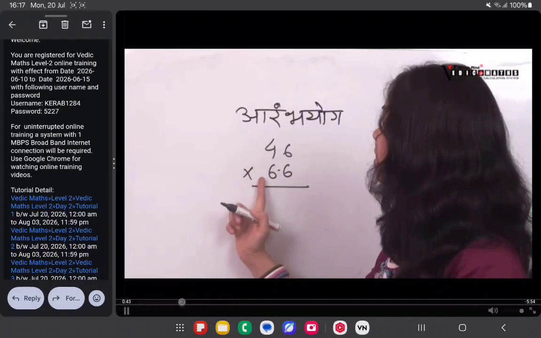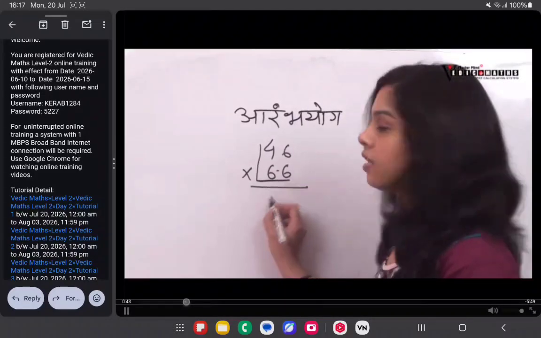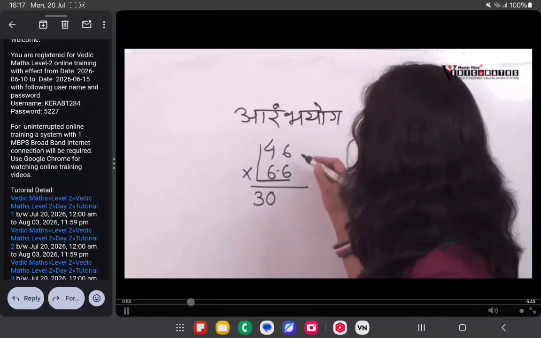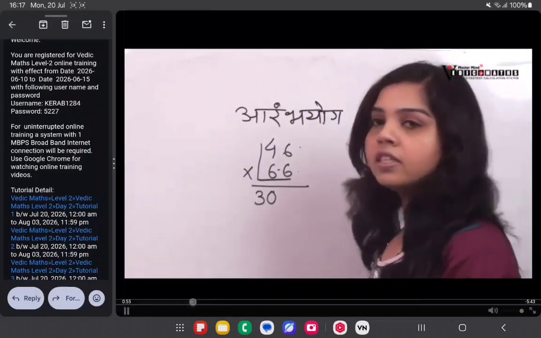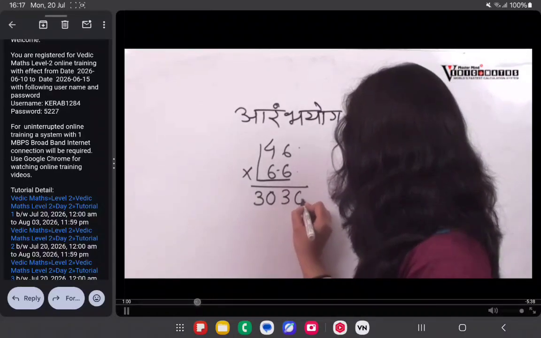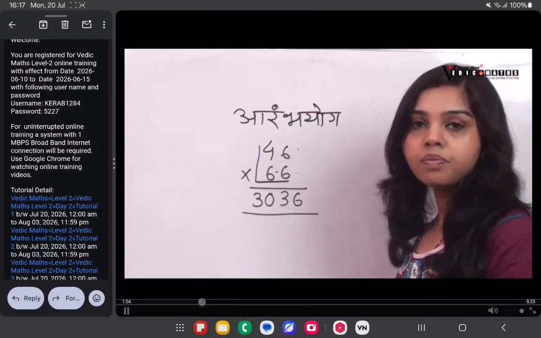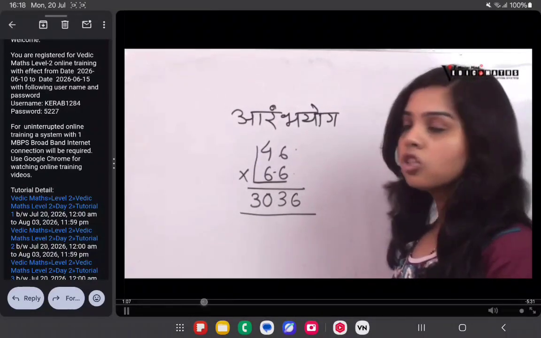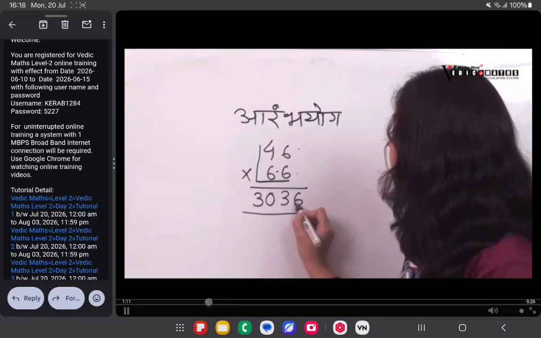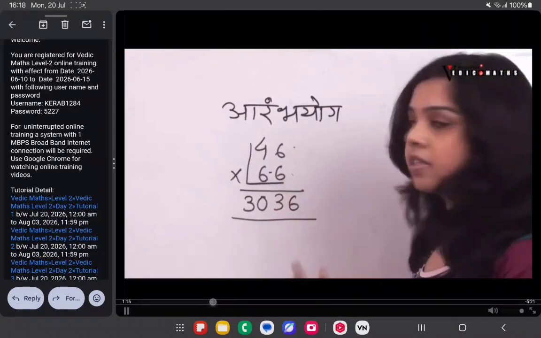So 4 into 6 is 24, plus 6 is 30. This is 30, and we multiply the last two digits, that is 6 into 6, which is 36. So our final answer is 3036. It is again a special case, so we have to multiply these two digits, and the multiplication should be a two-digit number. So 6 into 6 is 36.